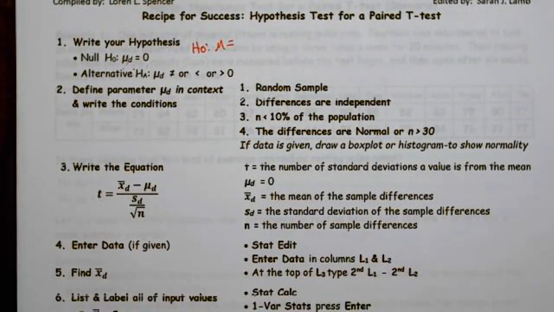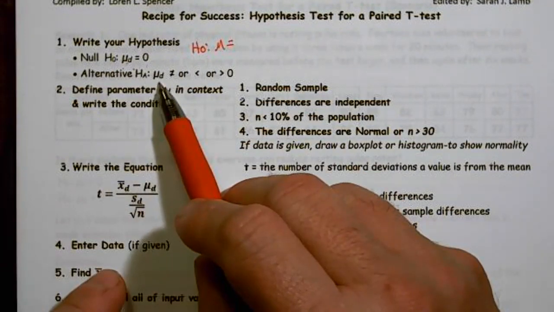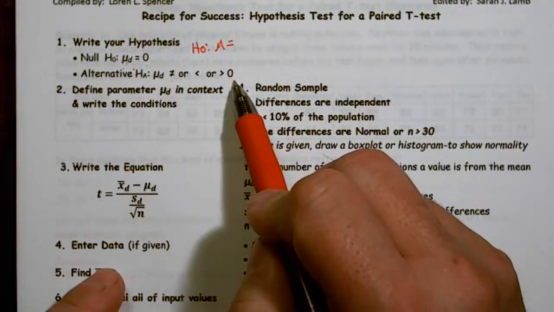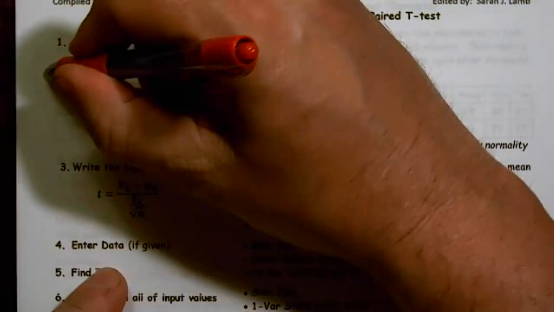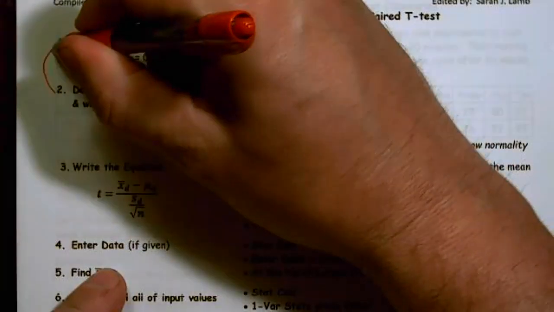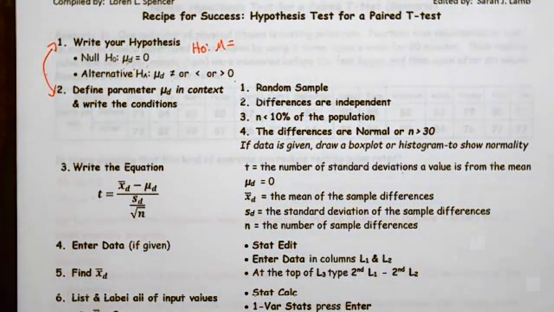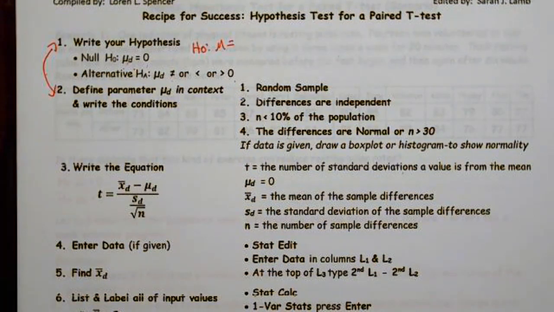I have yet to see them make a situation where it wasn't 0. And basically, by making it 0, we're saying there's no difference between whatever it is you're measuring. And the alternative would be mu d, and it could either be different, less than, or greater than, but still looking at 0. Now, I have to be honest with you. In this particular case, you may want to define your parameter first, but that's going to be up to you.